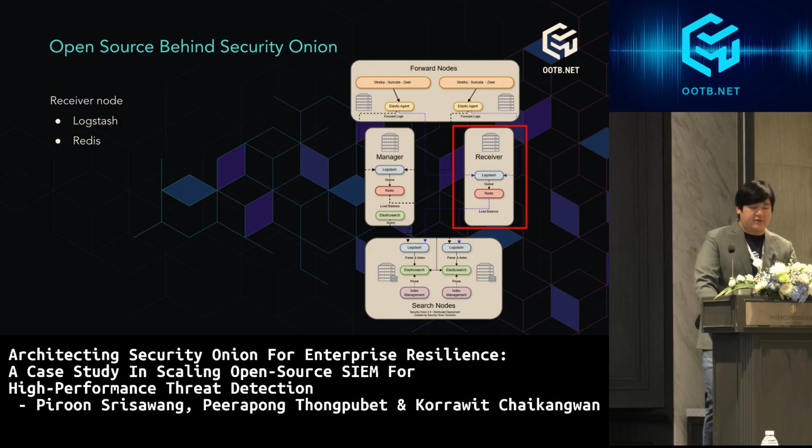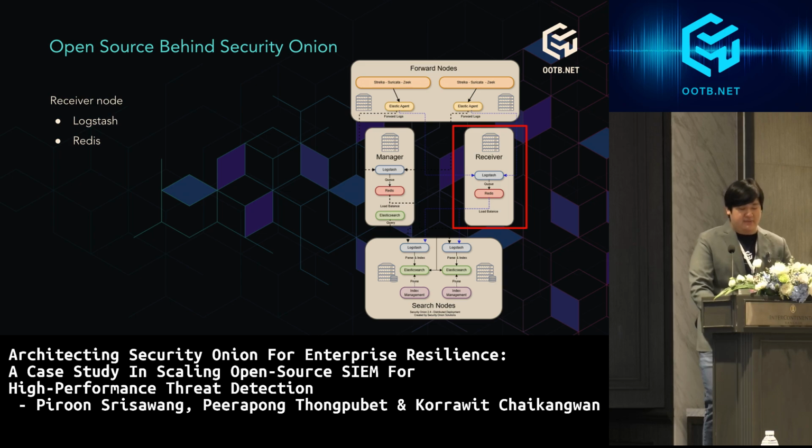The purpose of the receiver is twofold. First is to reduce the load on the manager by taking over the ingestion pipeline. And the second one is to provide redundancy. If the manager goes offline, agents can still send logs to the receiver node, and the search nodes will continue to process events from the Redis queue.